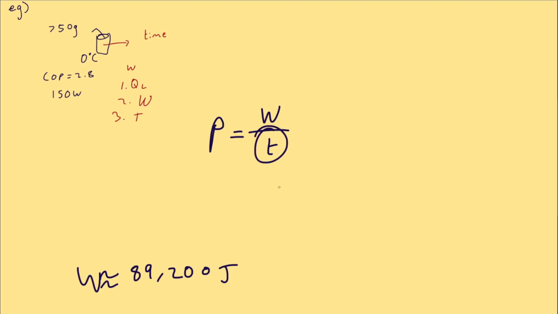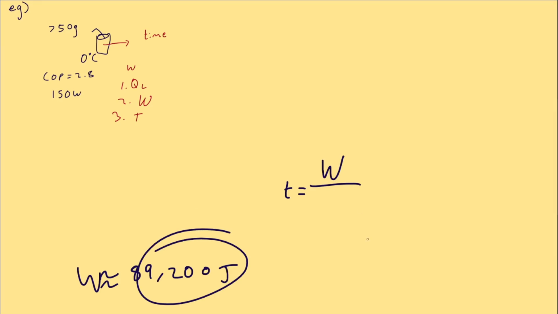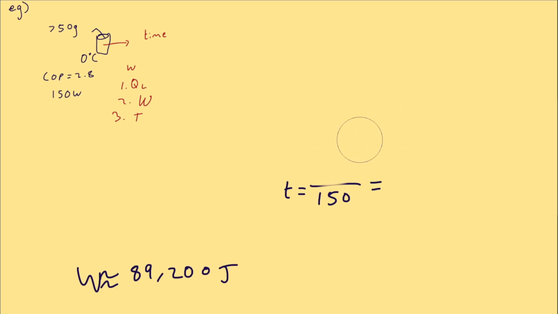We can rearrange for time with our amazing algebra skills. Algebra is super important for physics. Find a way to excel at it. Physics becomes effortless. It's work, 89,000, divided by power. Power being 150 watts. So 89,200 divided by 150. You get roughly 595 seconds.